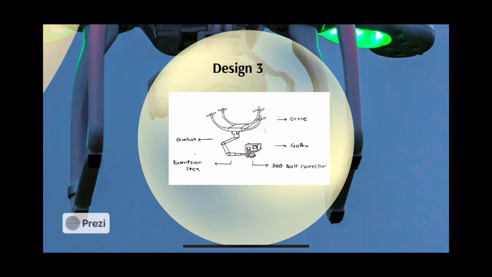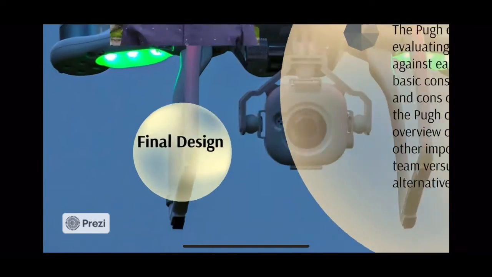The last one is design number 3. It's the same as design 2, but we have improvised it more by adding a 360 ball connector. The function of the 360 ball connector is that it can rotate in any direction. We can take a video from every angle and can get the best shot for the video.